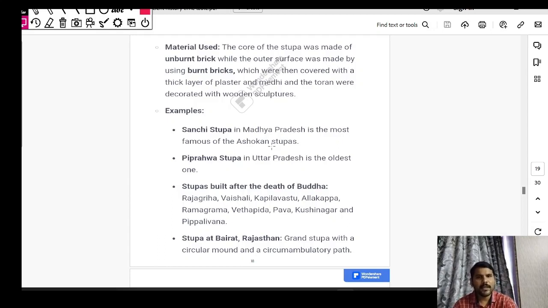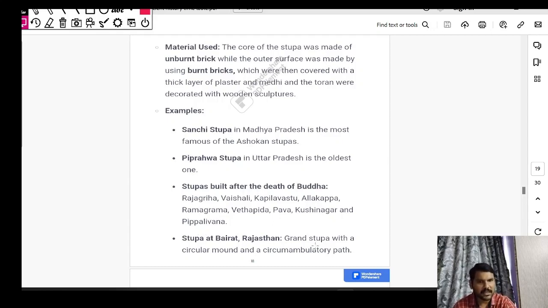It's in Madhya Pradesh. And Piprahwa Stupa is in Uttar Pradesh. It is the oldest one. And Barhut Stupa is also one of the biggest stupas. It's also in Madhya Pradesh. So these are all: Rajagriha, Vaishali, Kapilavastu, etc. They all consist of, Kushinagara, Pippalivana, they all consist of stupas and they are all very important.